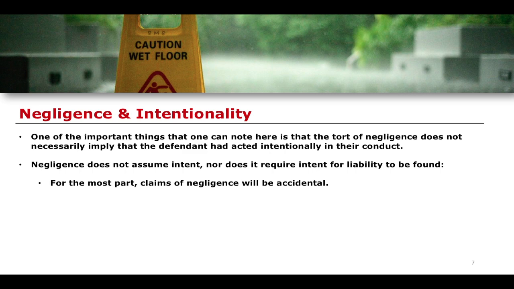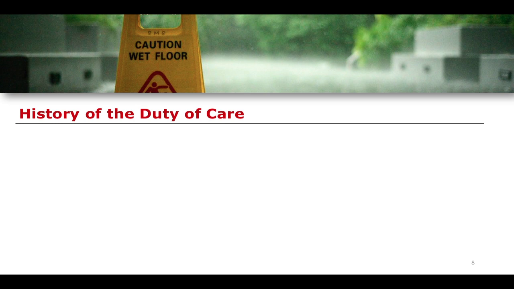For the most part, and as we will see, claims of negligence will be accidental. Somebody accidentally does something, where they already had a duty of care, and them doing something has led to them causing damage to a claimant. And so in doing so, they've breached their duty of care. Even if it is an accident, it is still negligence.